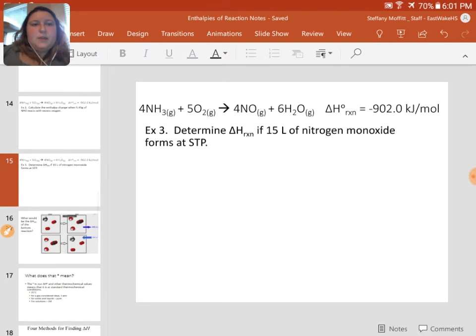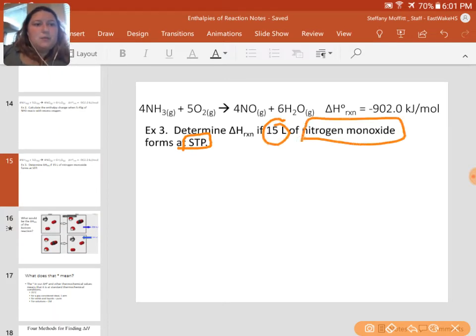Example number 3. It says determine delta H of the reaction if 15 liters of nitrogen monoxide forms at STP. I see the symbol STP, and I see a volume of a certain compound, and I need to determine the delta H of the reaction for that. I have the delta H of the reaction, but I'm going to guess that the moles is not the same as the moles right here, which is 4.